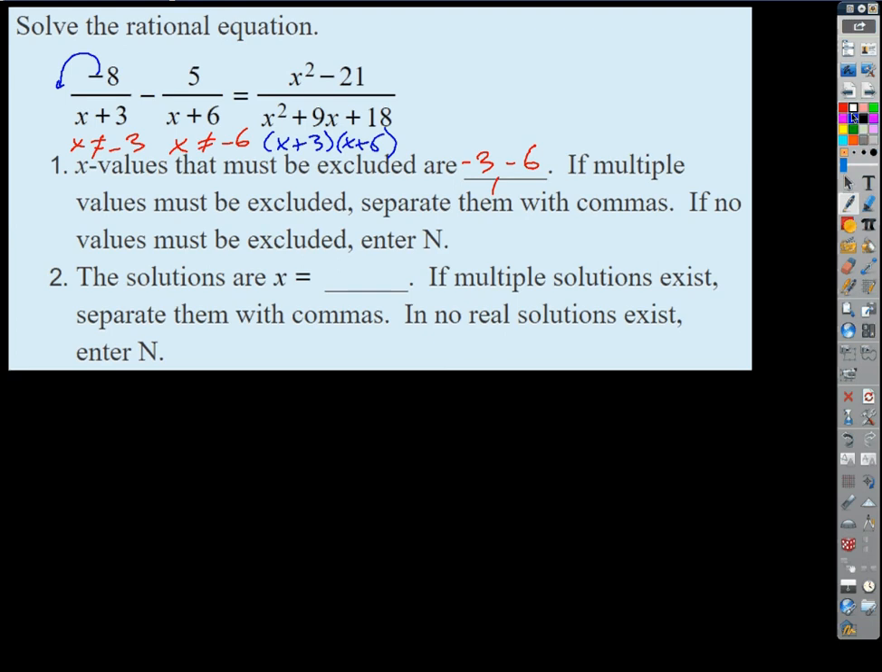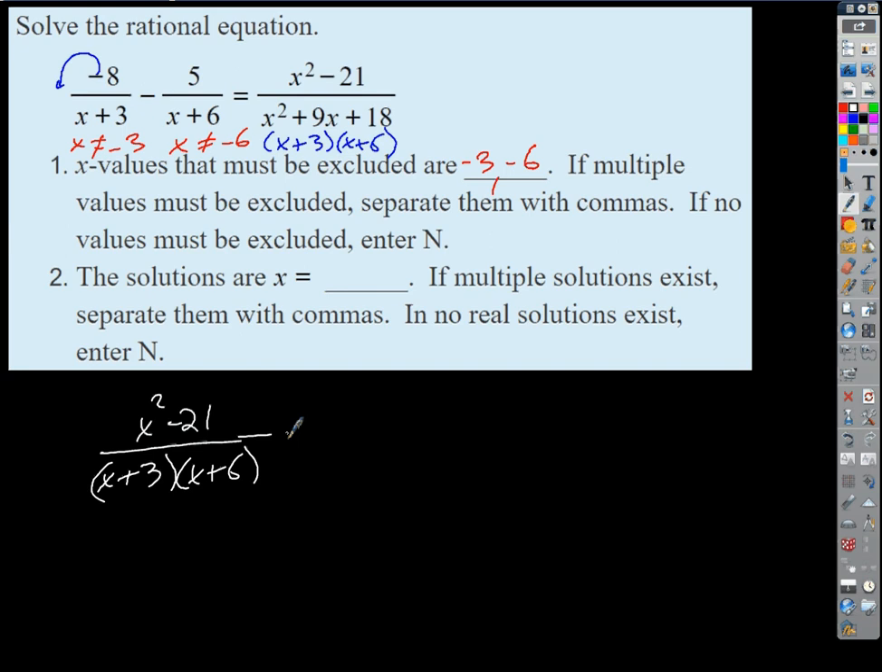So then this guy is already over on the right side, so let's put it down there. X squared minus 21 over, and I want to write it in factored form. Right? I want to write it in the form x plus 3 times x plus 6. And you can probably already see why we want to have that in factored form.